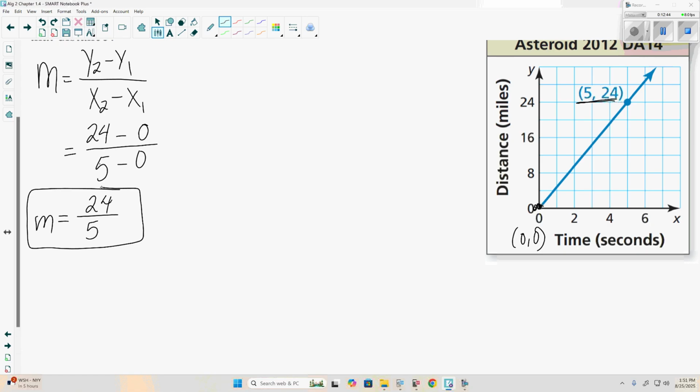So we found the slope. This will help us find the equation of the line. But before we do that, we need to interpret the slope. When it says to interpret the slope, what it's asking us to do is explain in words what the slope is telling us. So the slope has two main parts. It has the x and the y. The x is time. The y value for this is distance in miles.